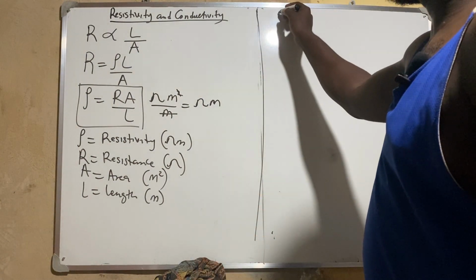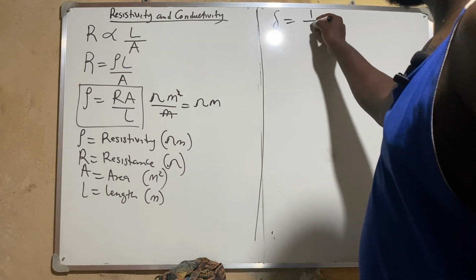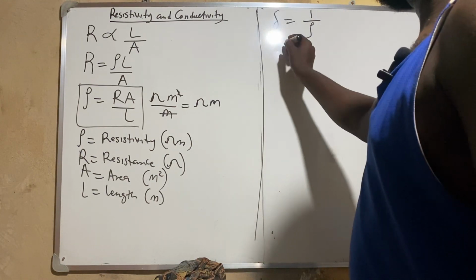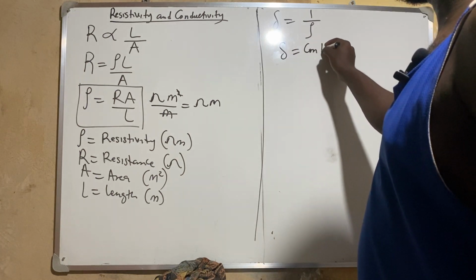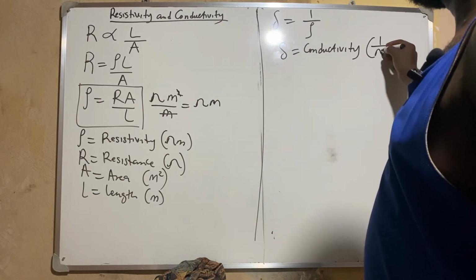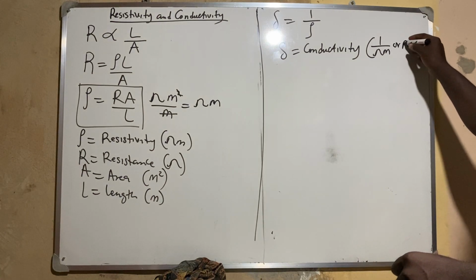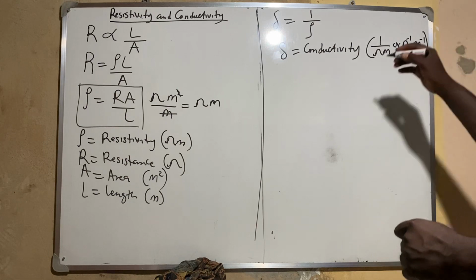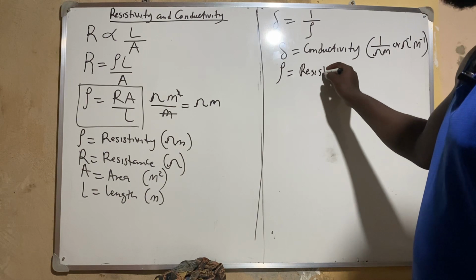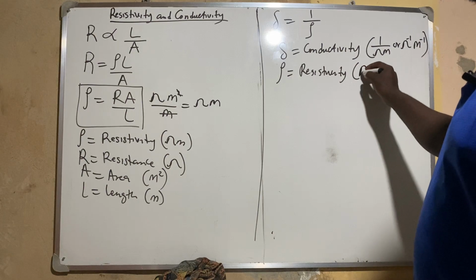So what do I mean by that? Let's use delta to represent conductivity. Conductivity is simply 1 over resistivity. Very simple. Delta is conductivity, measured in 1 over ohm meter, that is per ohm per meter. And this one is resistivity, measured in ohm meter.